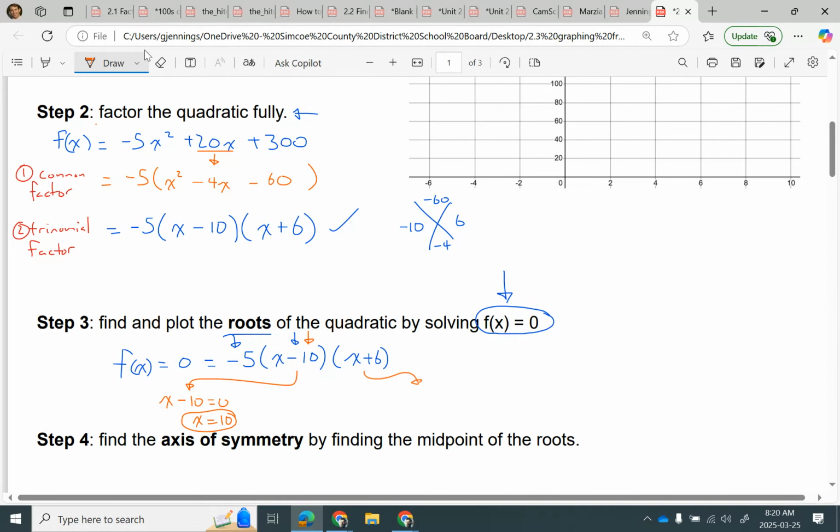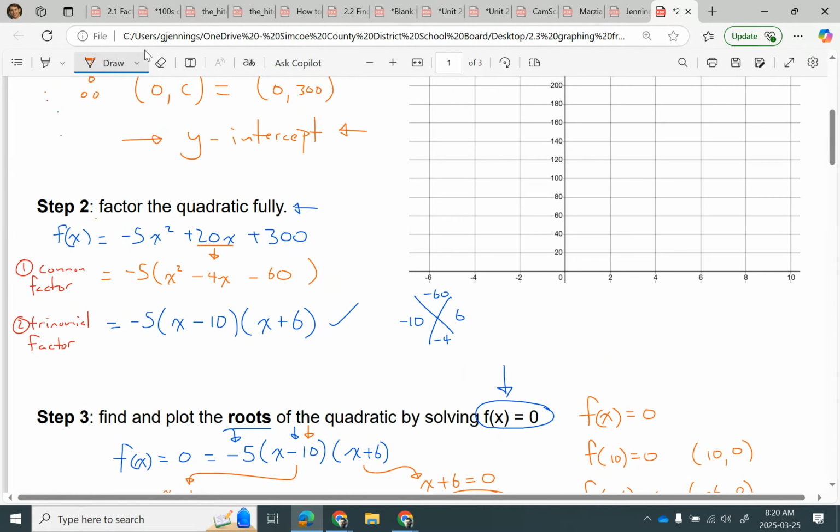And this one gives us -6. Very good. So we have x plus 6 equals 0. x equals -6 just by subtracting 6 from both sides. So now what we found is f of x equals 0 when, well, f at 10 equals 0 and f at -6 equals 0. So this is the point x is 10, y is 0, and this is the point x is -6 and y is 0. So we can put those on. Here is the point 10, 0, and here is the point -6, 0.